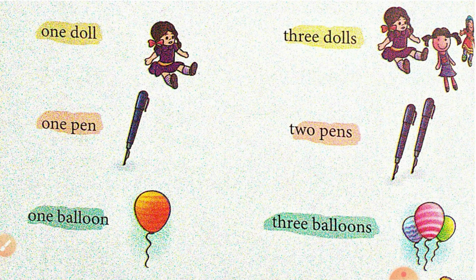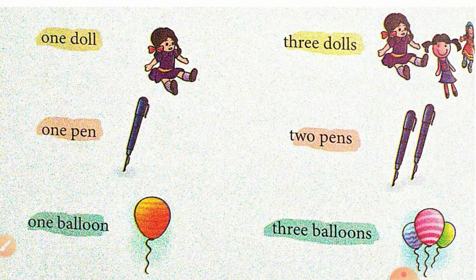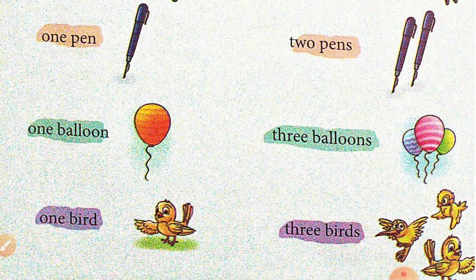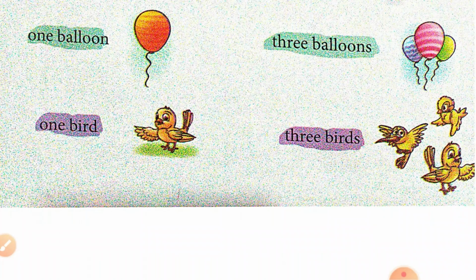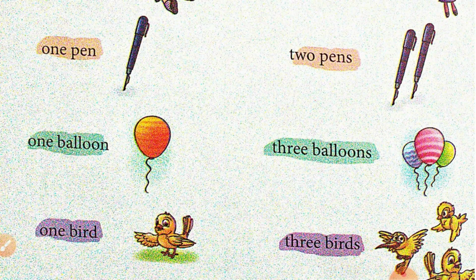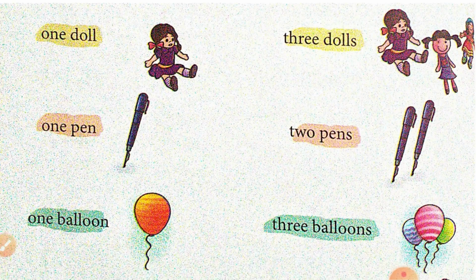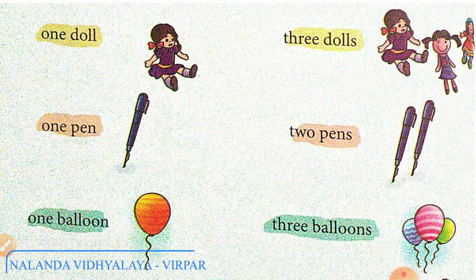Look at these pictures. One doll, three dolls, one pen, two pens, one balloon, three balloons, one bird, three birds. See, in the first column, singular nouns are given. All these are the singular nouns. In second column, plural nouns are given. Plural means more than one. All these nouns are more than one. That's why s is added after the noun.